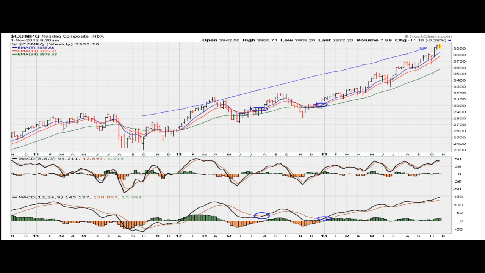Crossover above 0, successful move since then. And notice we haven't had any other MACD crossover, bearish or bullish. As you can see here, the MACD never crossed over, because there was no separation to the downside, and here never crossed over to the downside. So there's really never been a sell signal ever since this MACD crossover here.